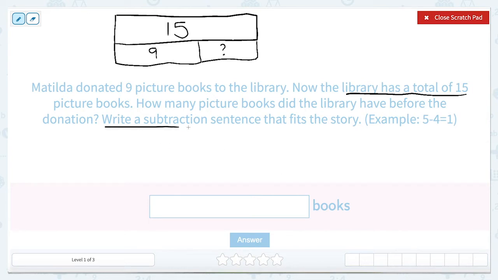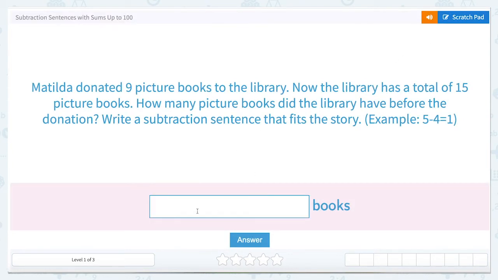Well, the problem is asking us to write a subtraction sentence. So I start with my total. My total is 15. And I'm going to subtract the amount that Matilda donated. And now I'm going to figure out how many are left. So 15 minus 9 is going to give us 6. So now I'm going to close this scratch pad and write 15 minus 9 equals 6.